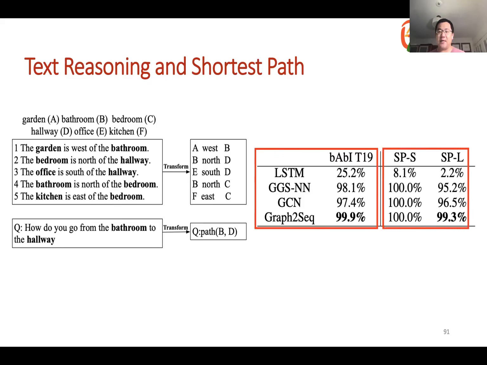In the shortest path task, we divided it into two different subtasks, one with a smaller graph and another with a larger graph. We believe that when we increase the graph size, the difficulty of the problem increases as well. As you can see, on the small graph every graph-based method performs very similarly, but when we increase the graph size, our bidirectional graph embedding performs much better.